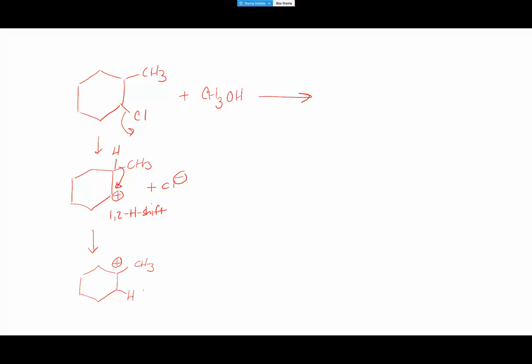So here's my alpha carbon, here's my beta carbon, here's my beta carbon. So the alpha carbon is going to form the carbocation. When you form the carbocation, you can only shift the plus charge to a neighboring beta carbon. In order to do that, you need a beta hydrogen to shift over in order for the plus charge to shift. So we could move this beta hydrogen, or we could move that beta hydrogen.